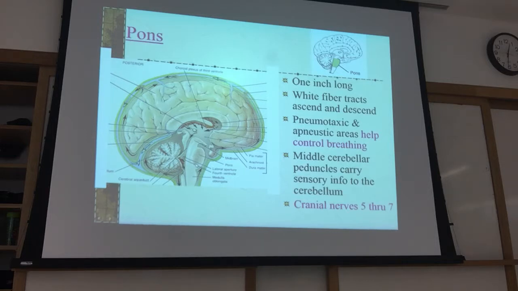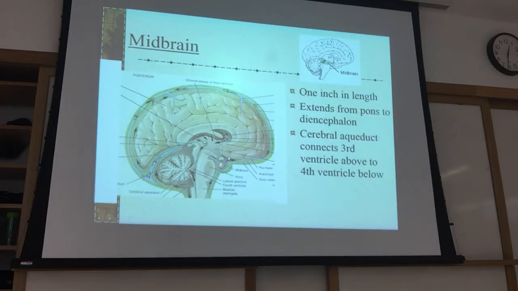The diagram here is the pons right here, helping us to control breathing, the pneumotaxic and apneustic areas. We'll come back to that with the respiratory system, where we are regulating the breathing.